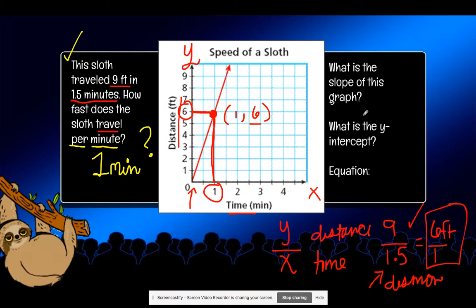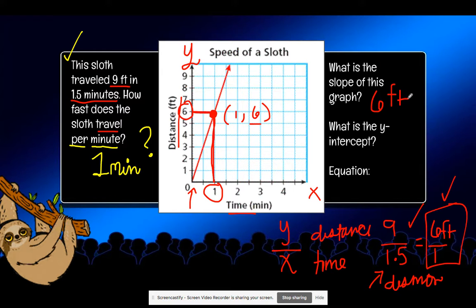So what is the slope of the graph? The slope of the graph is the same as the unit rate. And when you're finding the unit rate of a proportional graph by doing y over x, that is equivalent to the slope. The slope is 6 feet.